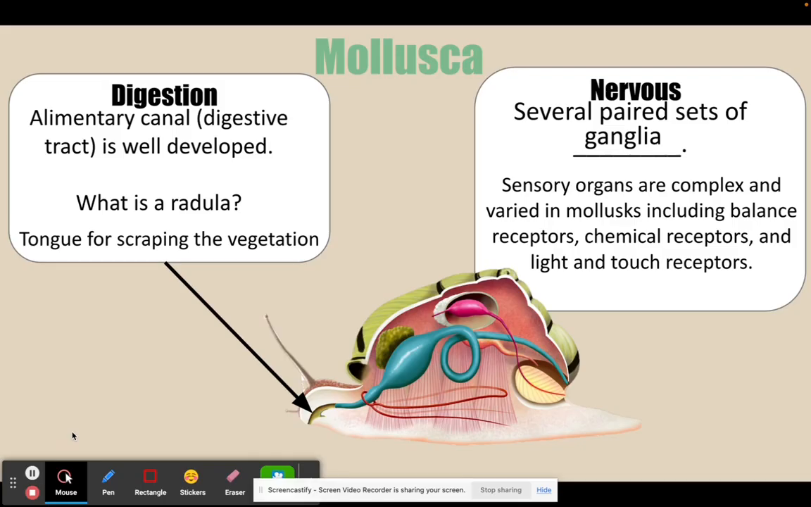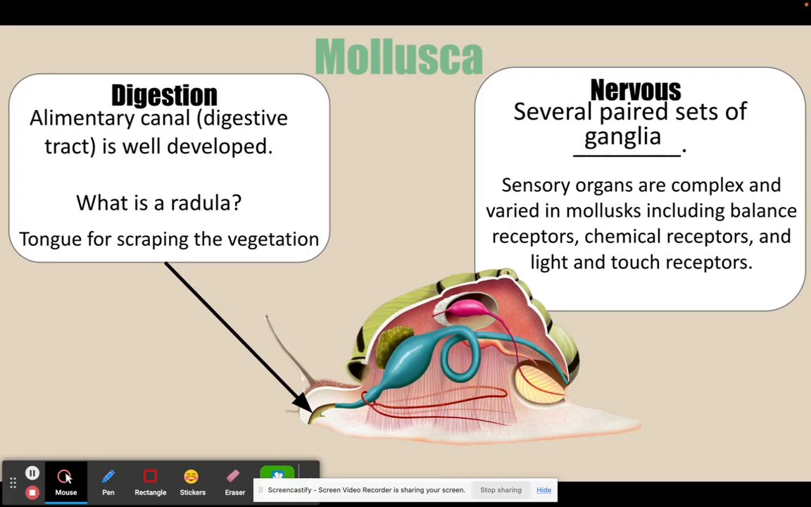Because there is bilateral symmetry, we know that there are complex organ systems. There are several paired sets of ganglia. So, not yet a fully developed brain, but there is a nervous system that's centralized in the head region and goes throughout the entire mollusk.